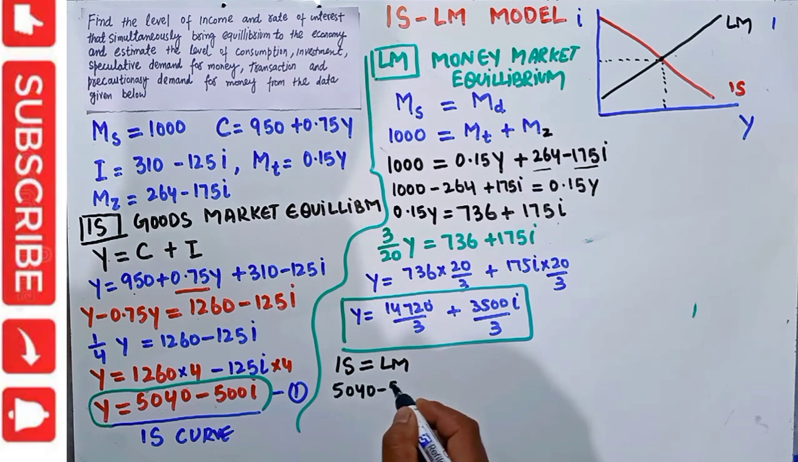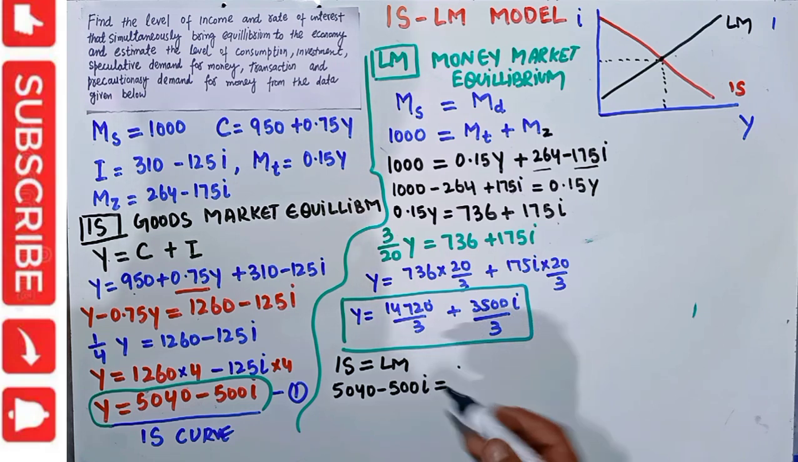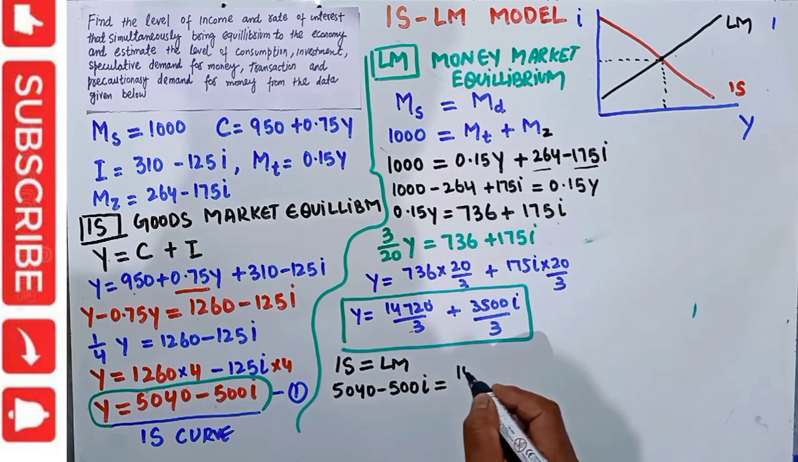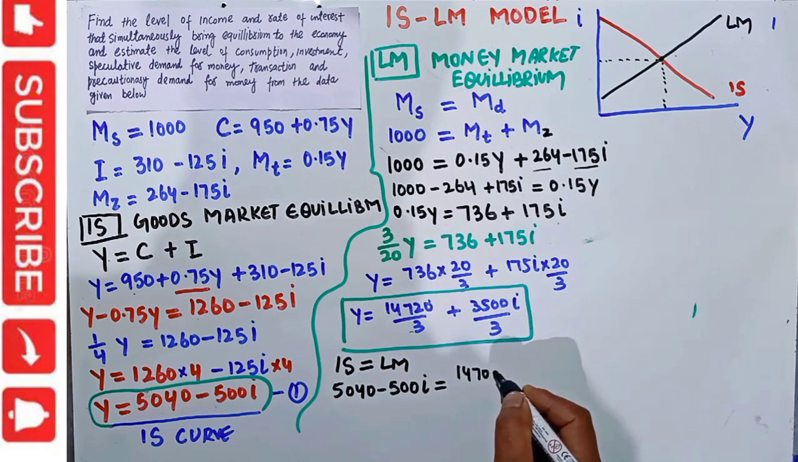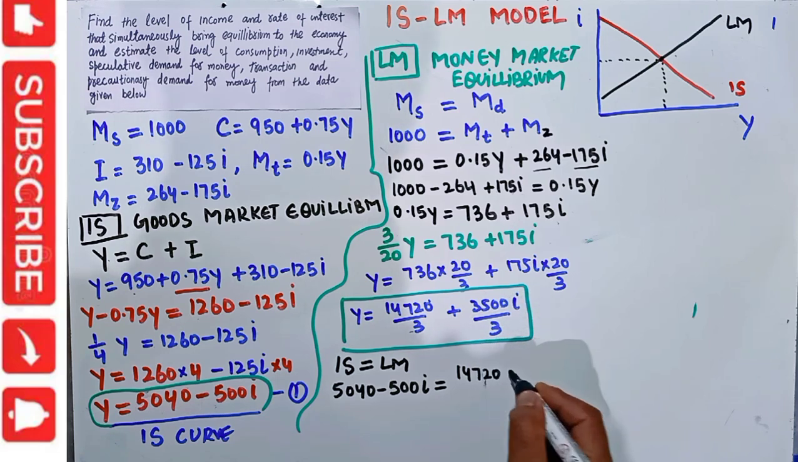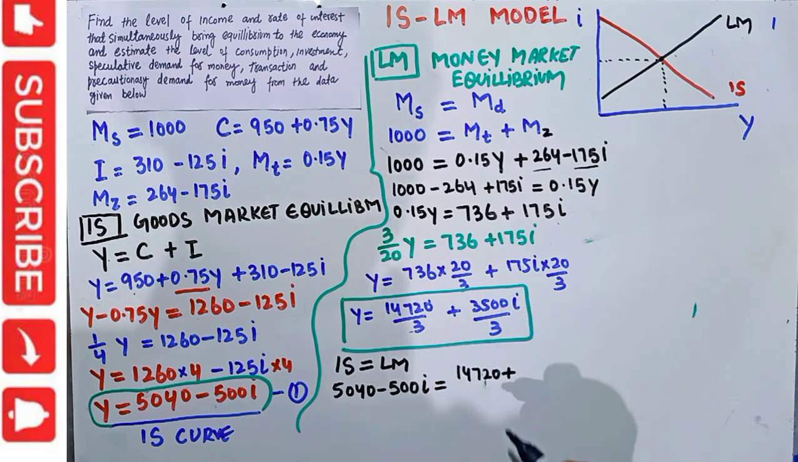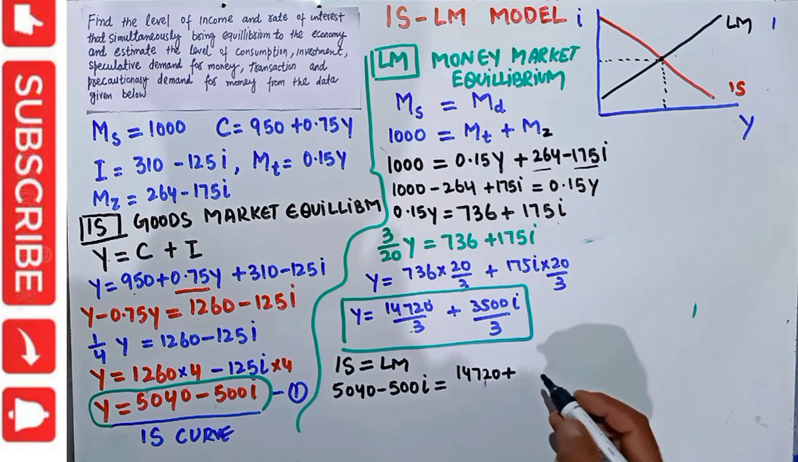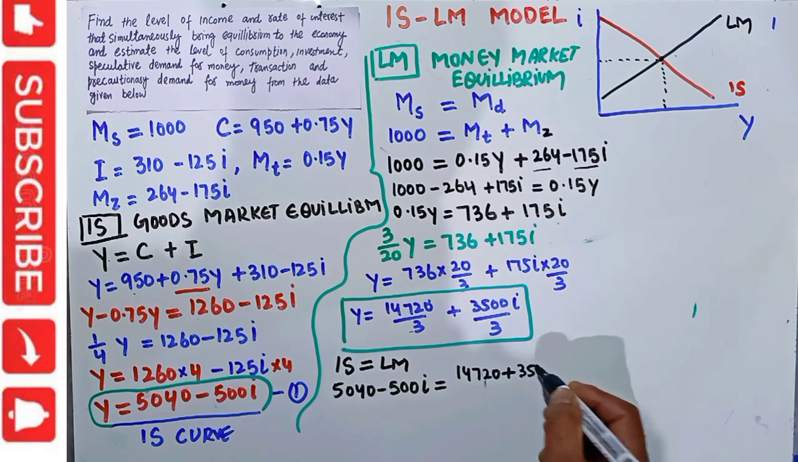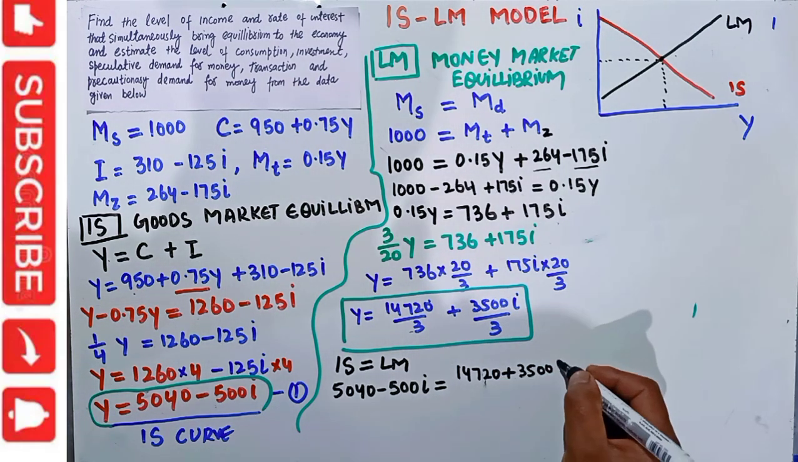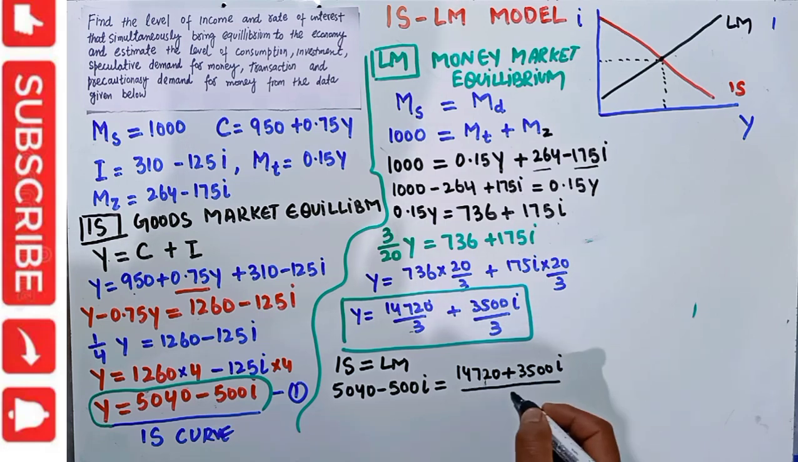So let's write the IS function, that is 5040 minus 500 I is equal to this function. So we can write it in this fashion: 14720 plus, since denominators are same, we can add up the numerator. So we have 3500 I divided by 3.